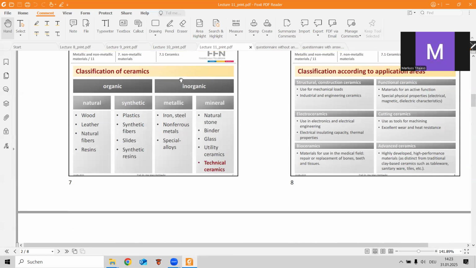Here's a classification of ceramics. We have organic and inorganic. Organic natural: wood, leather, natural fibers, resins. Organic synthetic: plastics, synthetic fibers, synthetic resins. Inorganic metallic: iron, steel, ferrous metals, special alloys. And inorganic mineral: natural stones, binder, glass, utility ceramics, technical ceramics.